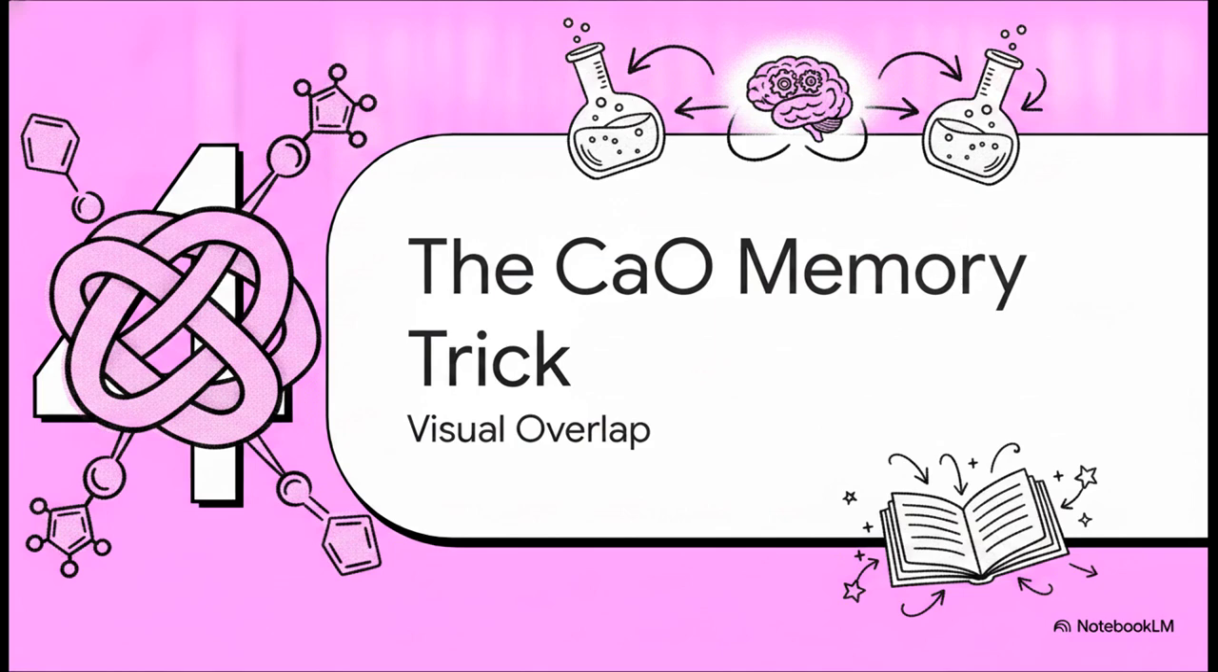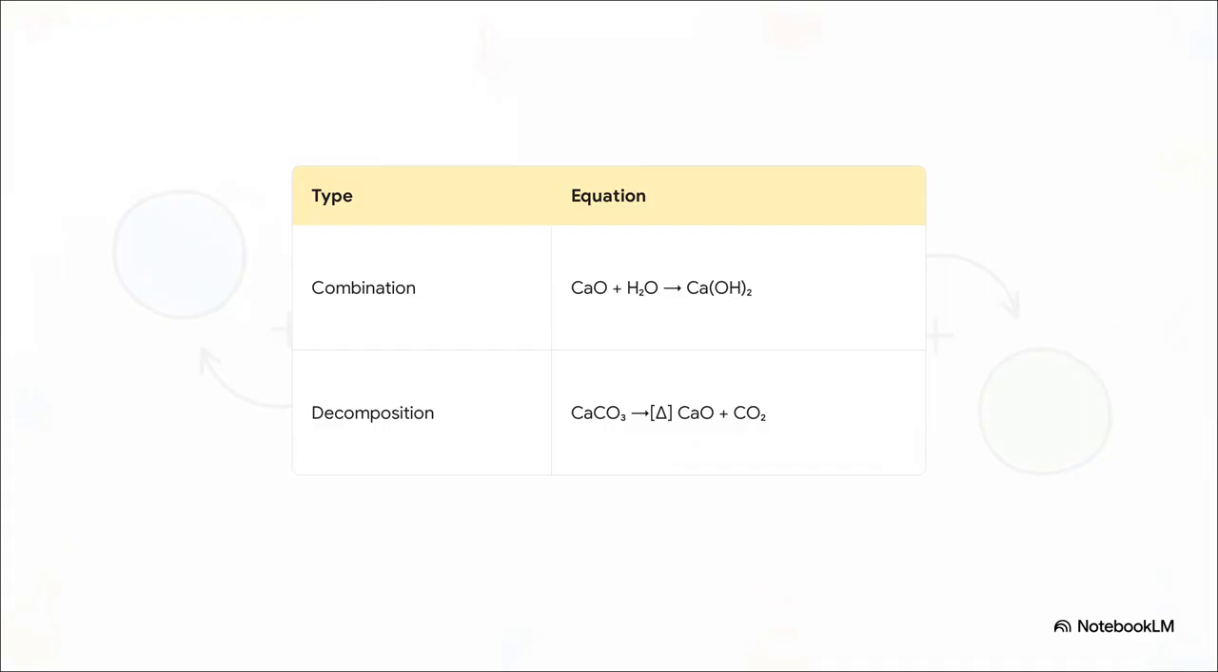Let's move on to Section 4, the CaO memory trick. Okay, if you compare the two reaction examples we just learned side by side, a massive visual overlap suddenly appears. Memorizing two completely different chemical equations can feel a bit overwhelming, I know, but do you see what they share here? CaO appears in both reaction examples. In the combination reaction, calcium oxide is one of the starting ingredients, but in the decomposition reaction, it's one of the final products. Guys, this is the absolute perfect exam trick. By anchoring your memory to just that one specific compound, CaO, you can easily reconstruct both equations to prove to the examiner exactly why these two reaction types are reverse processes.